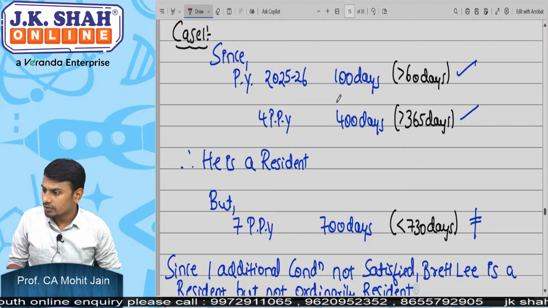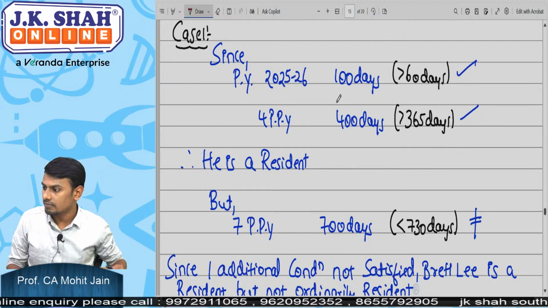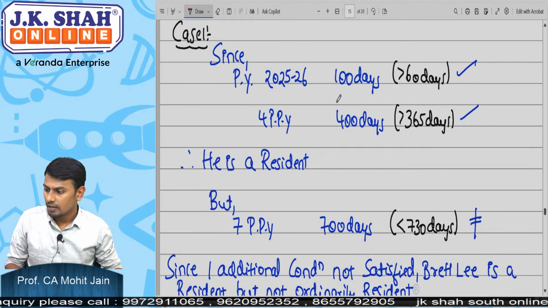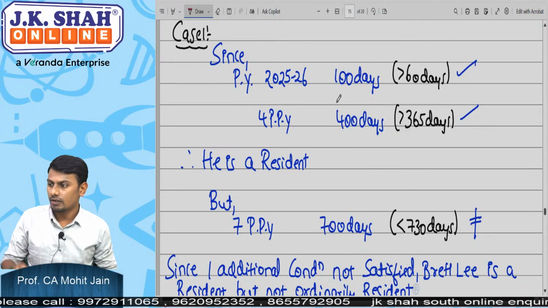Already there are going to be lots of holidays in this month. Ganesh Chaturthi will come, then Independence Day will come. So please, let's not waste any time further.